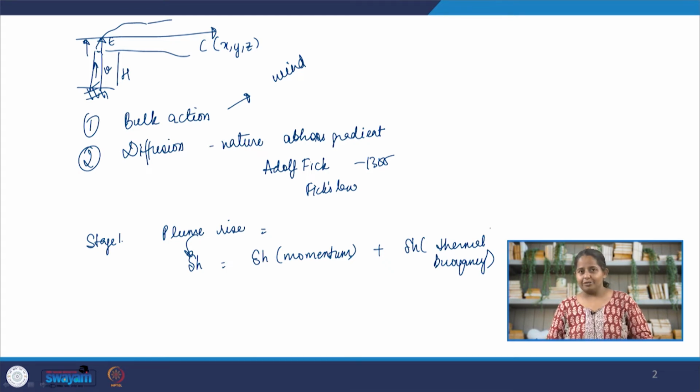What I want to do is take some time to look at each of the empirical formulas and notice which part of the formula is talking more about the physical momentum mv, and which part of the formula is indicating thermal buoyancy. The first formula is Holland's formula.